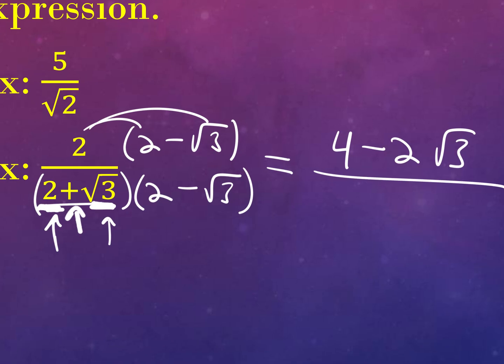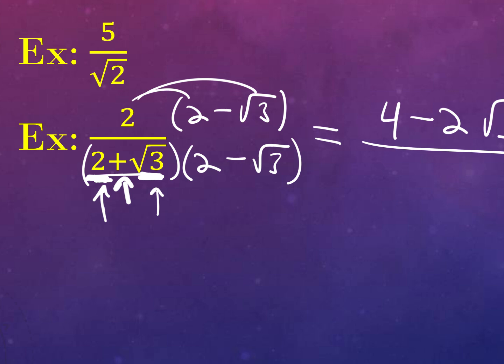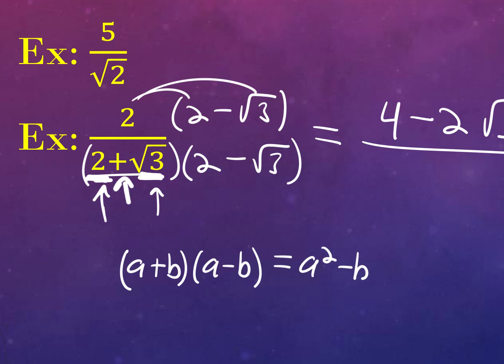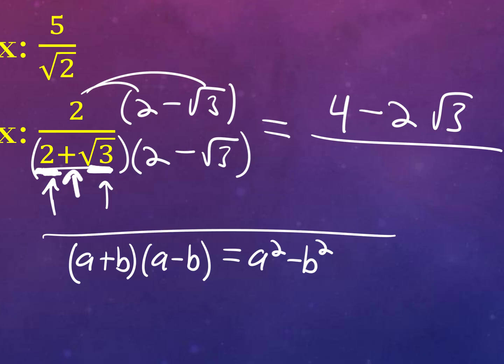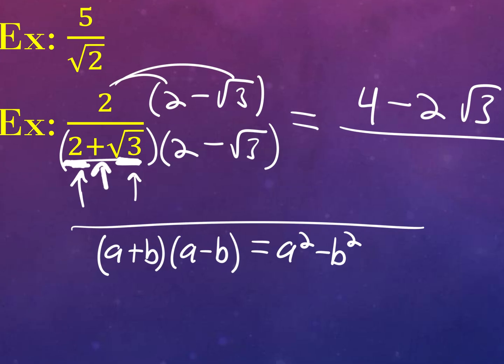And on the bottom, we know that this is going to get us a whole number. If you FOIL it out, the radicals are going to cancel. Your shortcut here is if you have a plus b times a minus b, that's just going to get you a squared minus b squared. All right, so that's kind of the technical notation for it. But let's apply it to this problem.